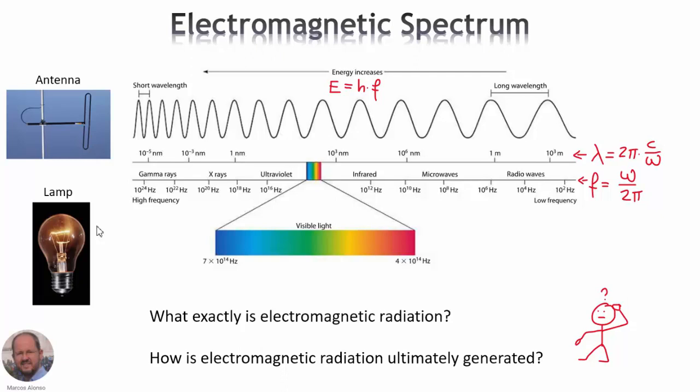So, okay, we know all this and we take electromagnetic radiation for granted. But if we think about it, we can ask ourselves two questions. First is, what exactly is electromagnetic radiation? And how is electromagnetic radiation ultimately generated? These are the questions that we will try to answer in this presentation.